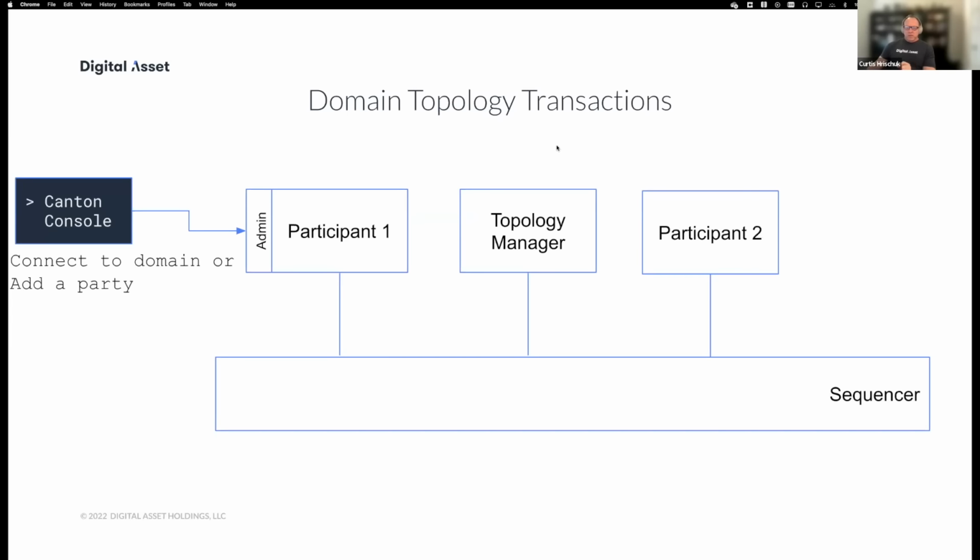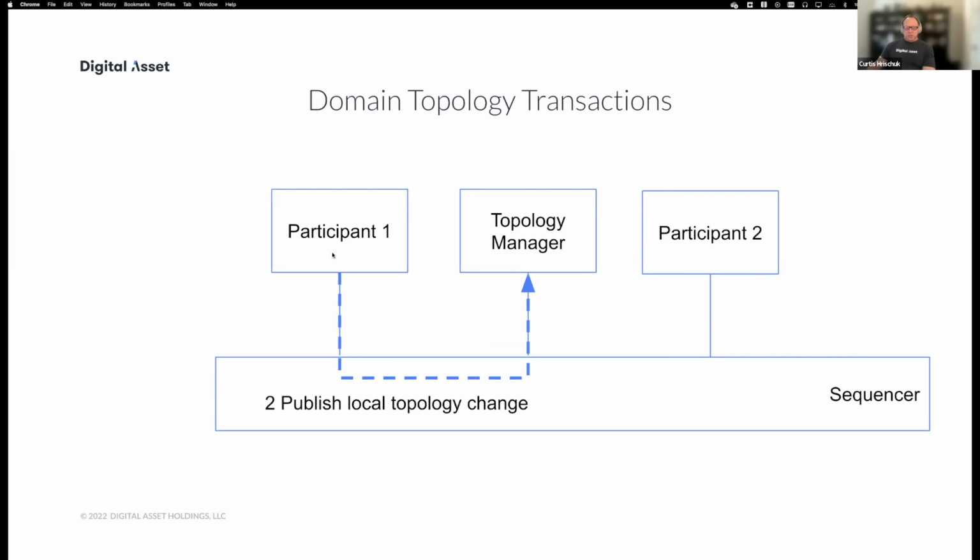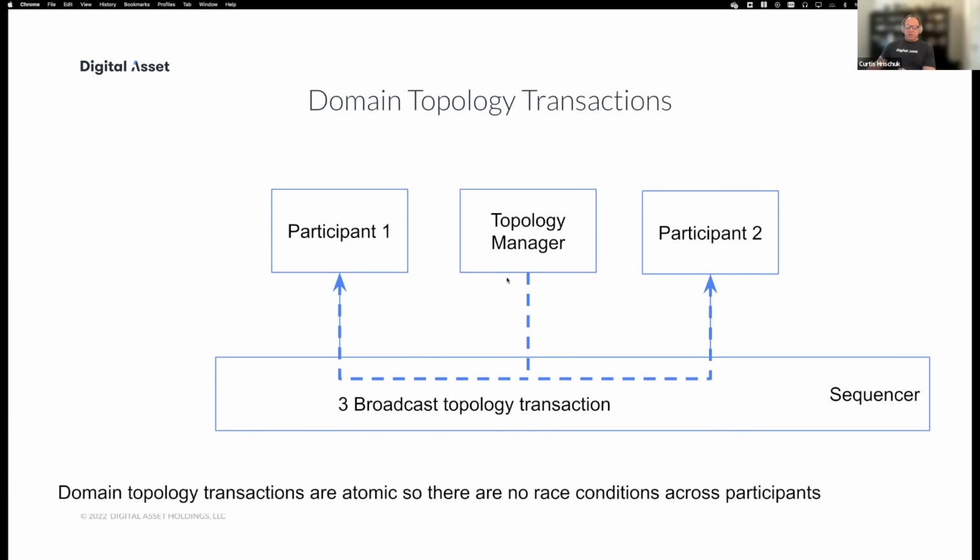A similar synchronization mechanism is used to form domain topology transactions. If a new node or new party is added to the Canton domain, a topology transaction ensures that these changes are visible to all participant nodes at the same time. And this is needed for deterministic processing. The participant node will publish that local topology change to the topology manager. And that topology manager will broadcast the updates to all participants that are in the domain, including the participant that sent its local change. This broadcast involves the sequencer, so the change is seen by all nodes at the same time.